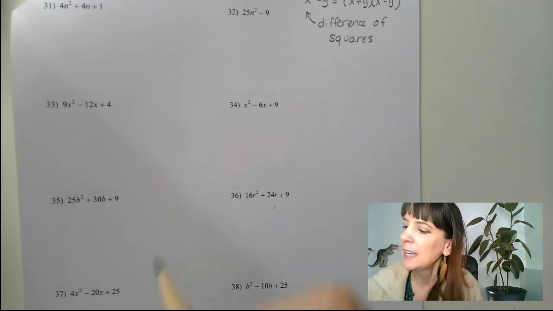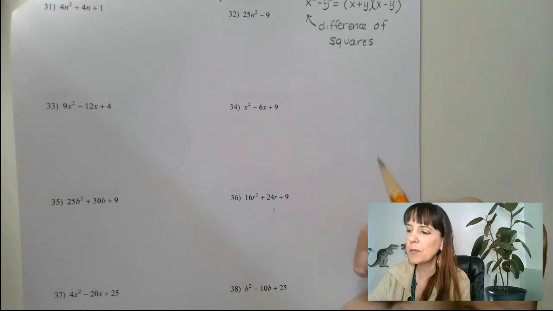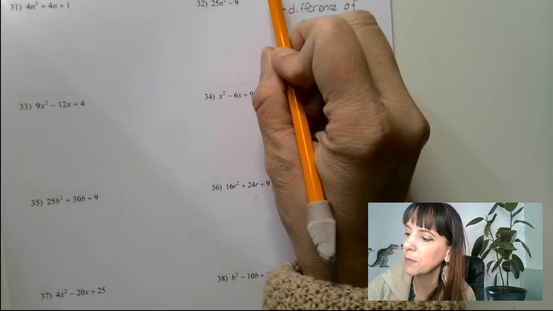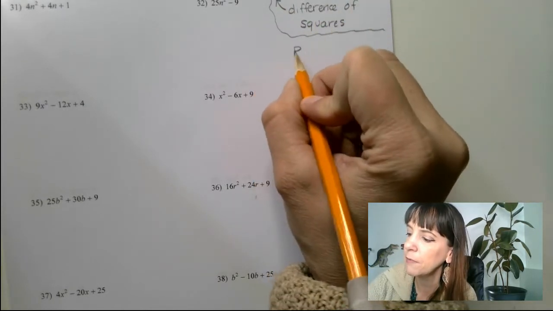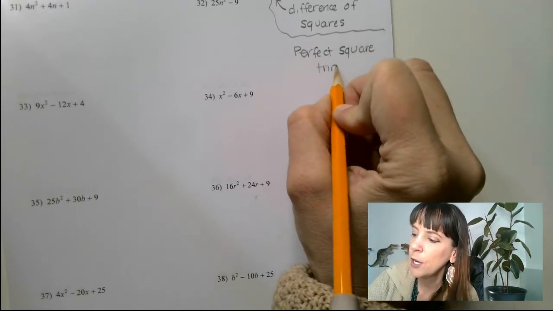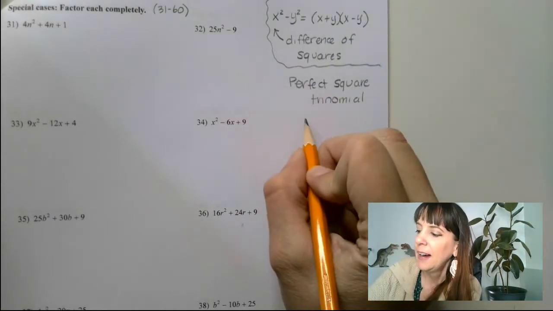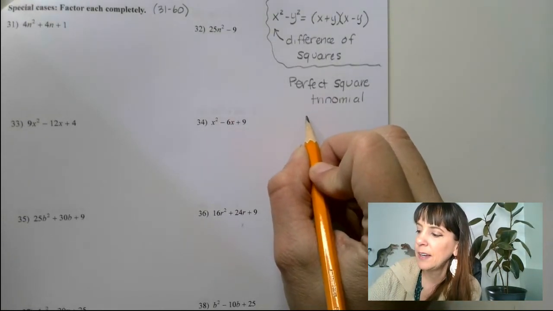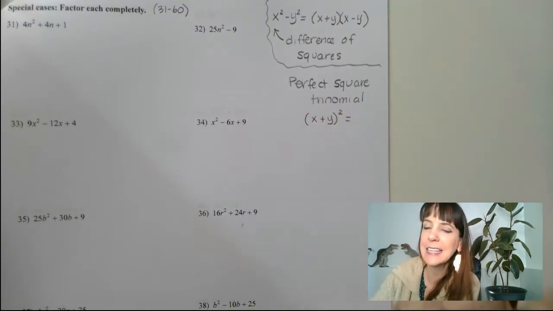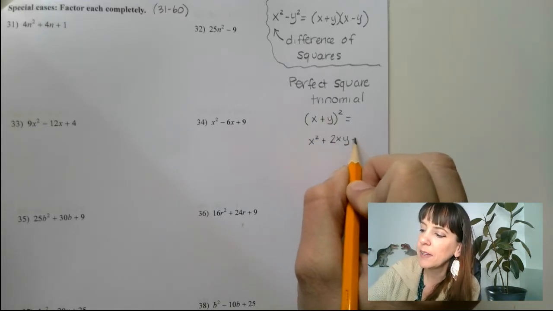Okay, so the difference of squares. That's a big one that you're going to need to know. Now the other one we're going to want to know is called the perfect square trinomial. So I'm going to put that right there. And then we're going to do perfect square trinomial. And the way that this works is, let's say we have x plus y squared. That is going to equal x squared plus 2xy plus y squared.